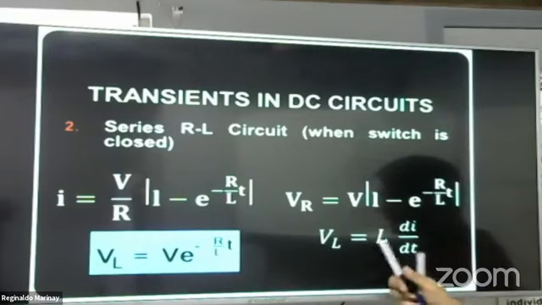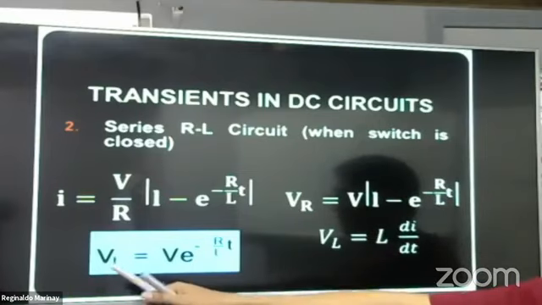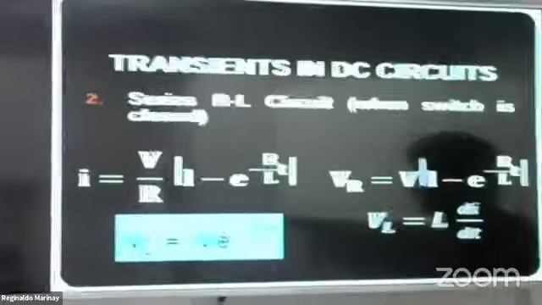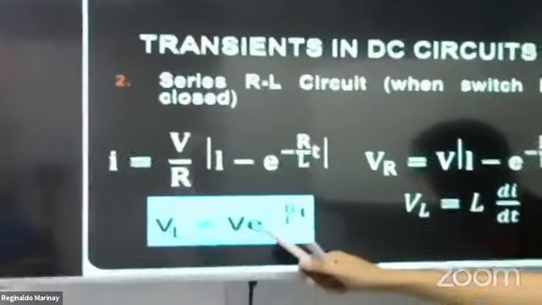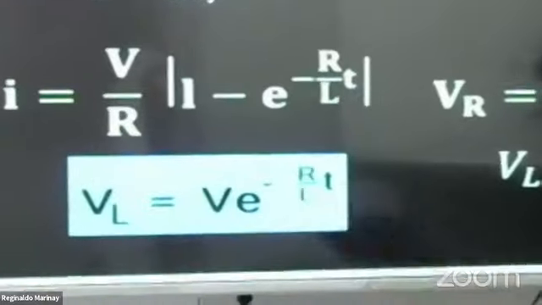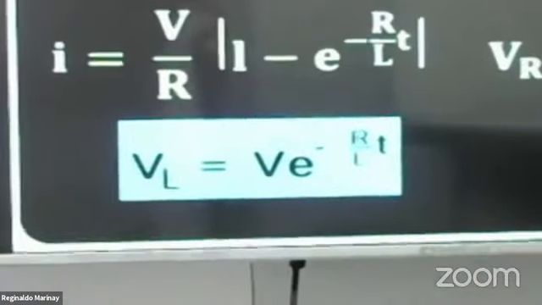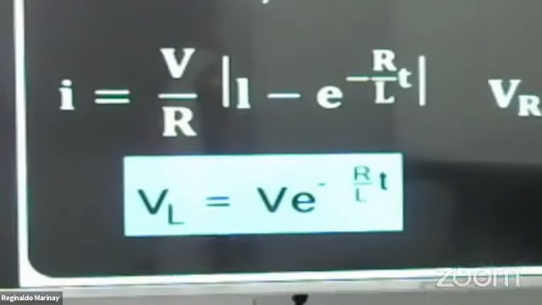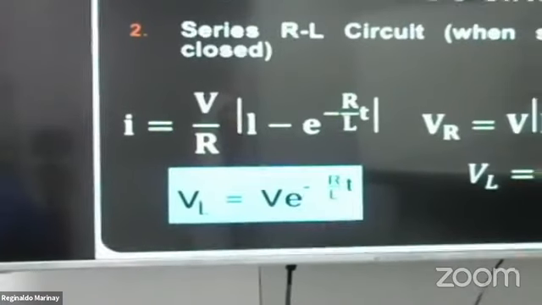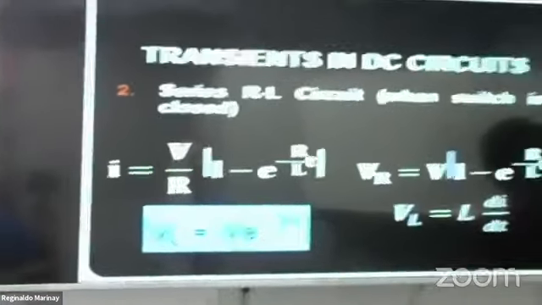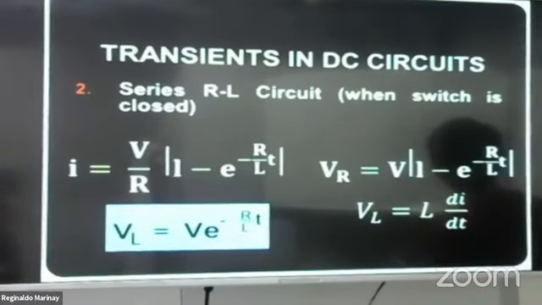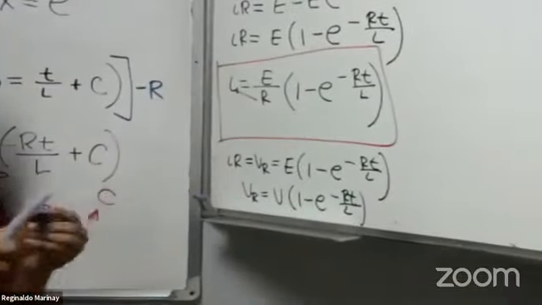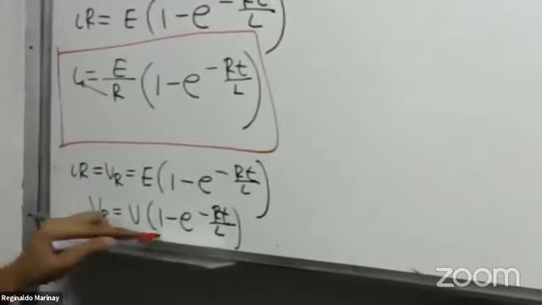VL is L dI over dt. Or, we have this equation. How did we get this equation? VL, please focus on this. VL is the total voltage E raised to negative Rt over L. So, where did we get that equation? That is the equation for the voltage in the inductor. Take a look here again, in this equation.